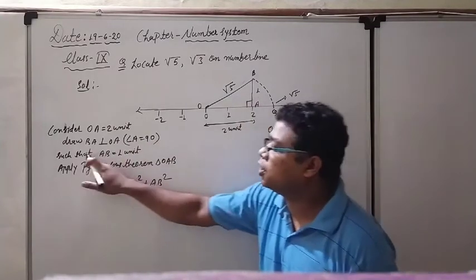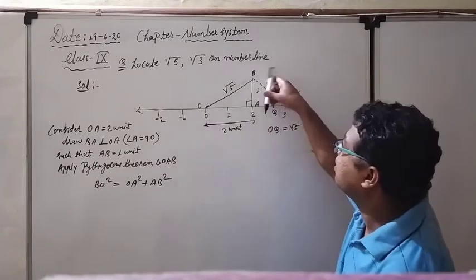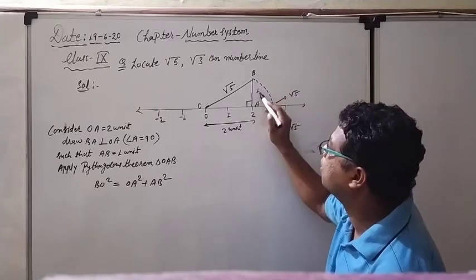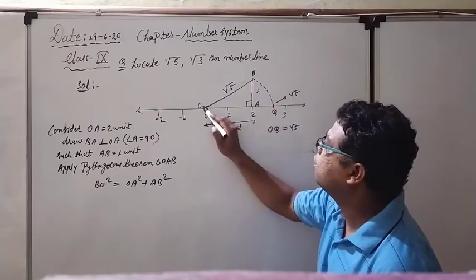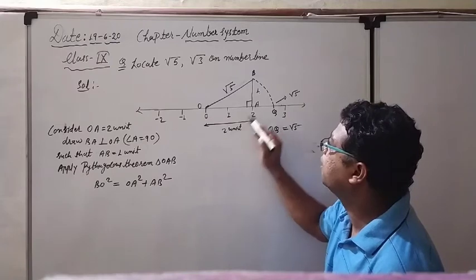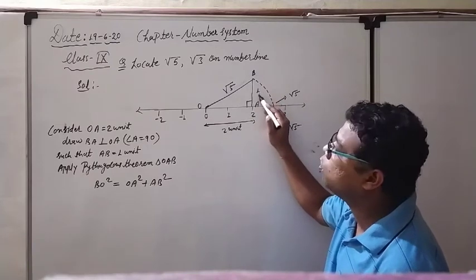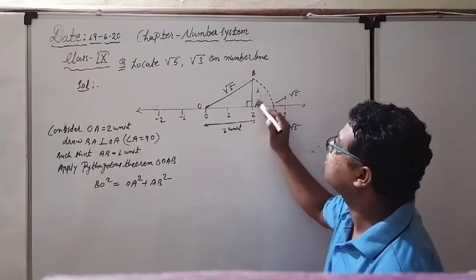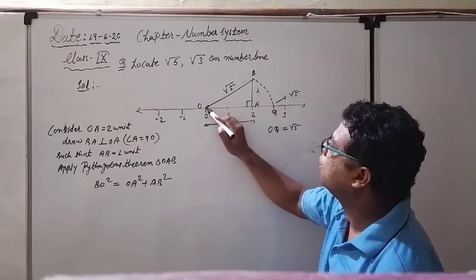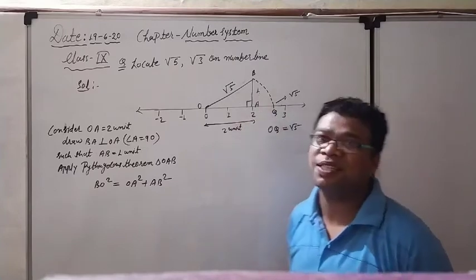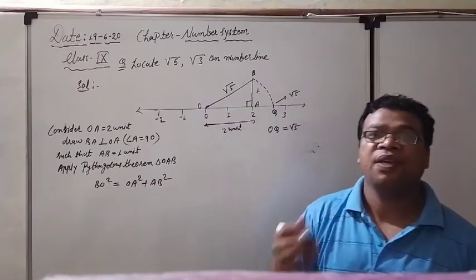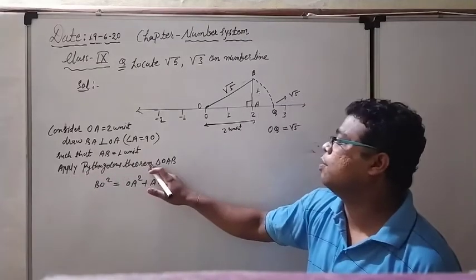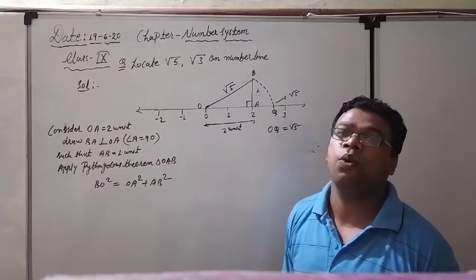And after that, we have drawn this AB unit equal to 1. This AB is considered 1. So this OA is equal to 2 units, and AB is equal to 1 unit. And this is a 90 degree. Right now you can see OAB is considered a right angle triangle, where we can apply the Pythagoras theorem. Same thing I have written here: apply Pythagoras theorem on the right angle triangle OAB.